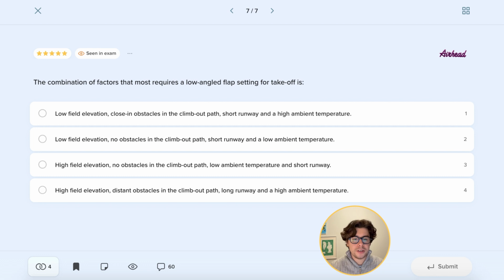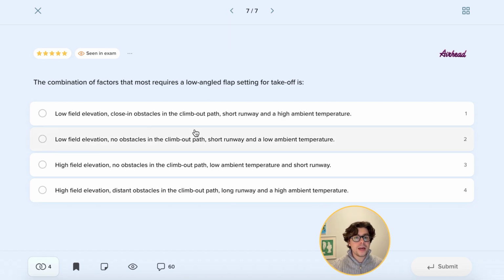And the last question in this case. The combination of factors that most require a low angled flap setting for takeoff is... This is also an interesting question, and as you can see here, it has all 60 comments, which is quite a lot, so it stirred a lot of discussion. What I'll say here before we go a bit more in depth is that if you see low angled flaps, this means that you will take off much later. However, you'll have a greatly increased gradient of climb.